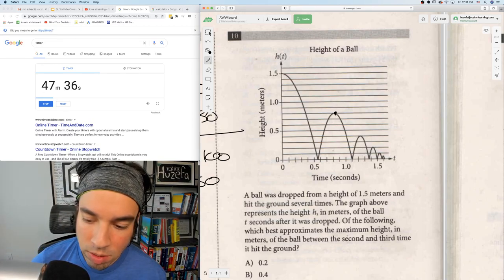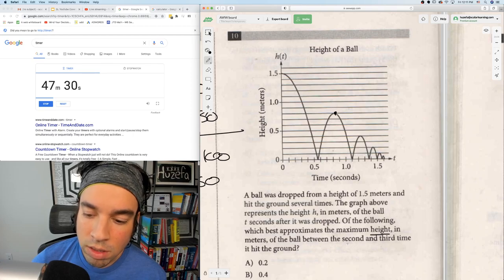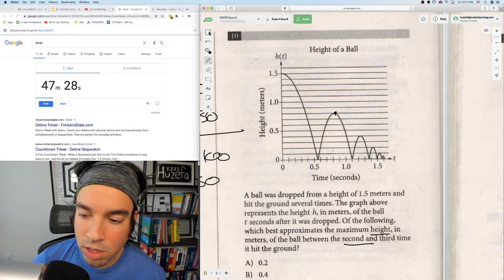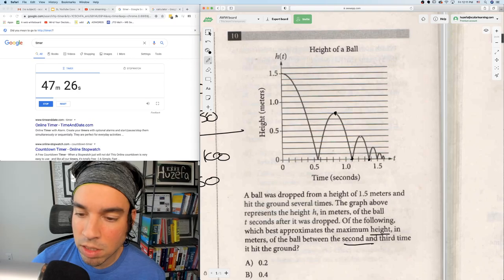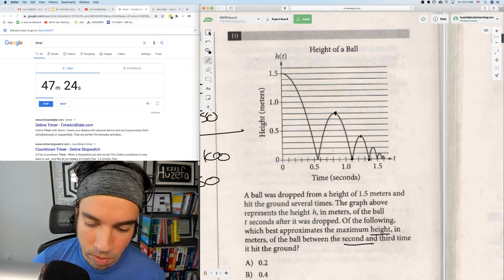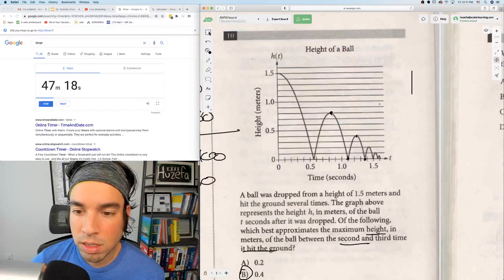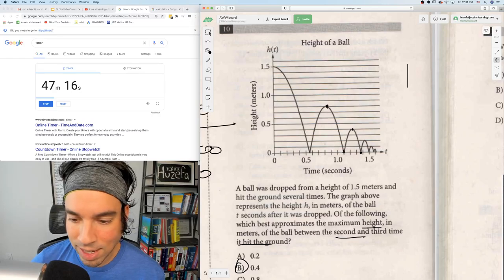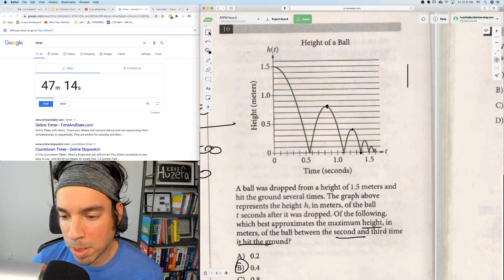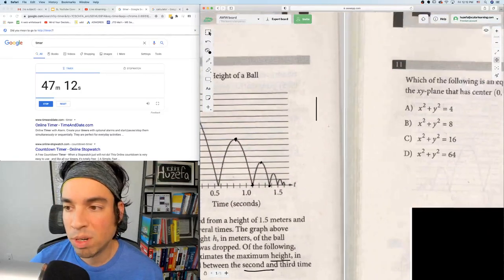Which approximates the maximum height between the second and third time it hit the ground. Oh, no. Second, that's here. And third time, that's here. It's 0.4. Sorry. I don't know what's going on. Yeah, and 0.8 is an answer too, but it's second and third. So boom, boom. Okay, sorry, brain freeze.